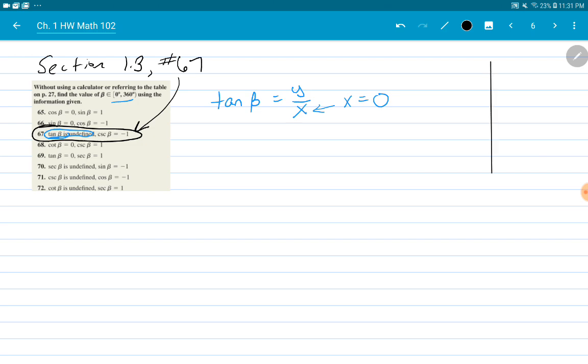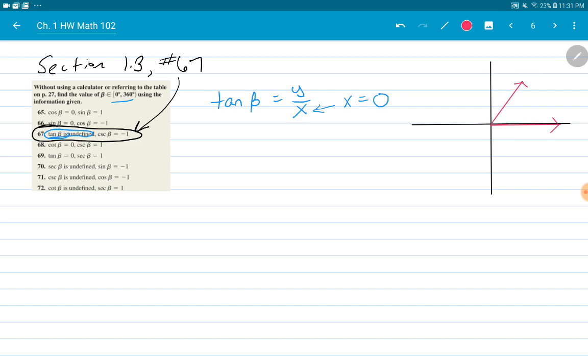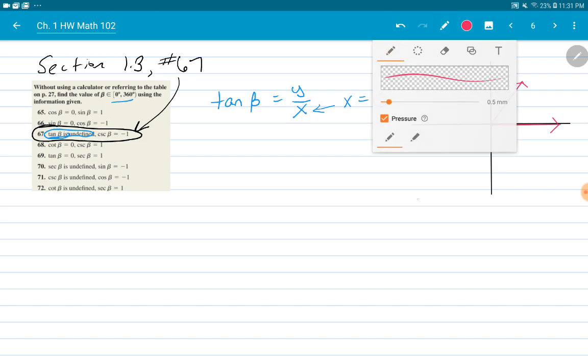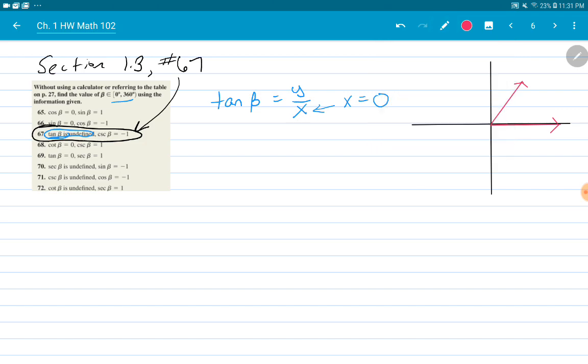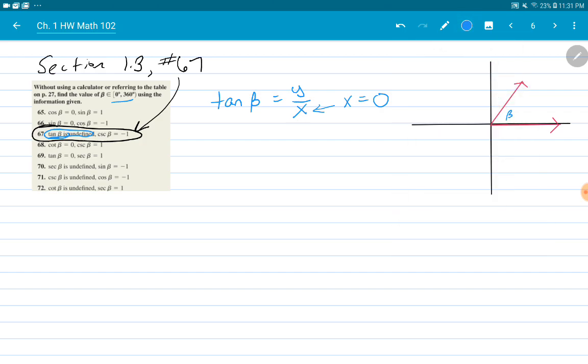Let's draw a little coordinate plane to get an idea of what that looks like. So we have our initial ray right there. And then the question is, where's that terminal ray? I want blue for that. So our little angle beta, if x equals 0, our terminal side has a point P on it where x is equal to 0.